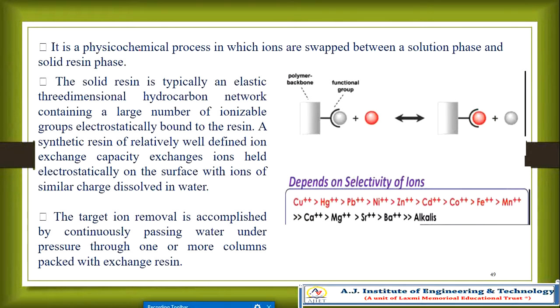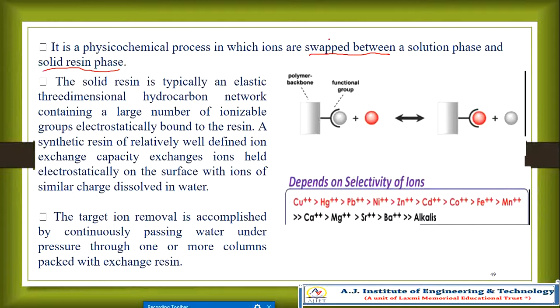It is a physicochemical process in which ions are swapped between the solution phase and the solid resin phase. Very importantly, whatever ions are in the water are swapped by this physicochemical process between the solution phase and the solid resin phase.